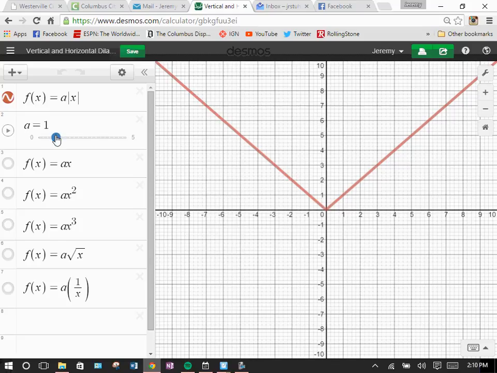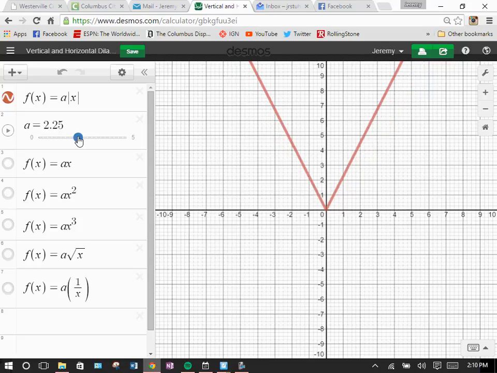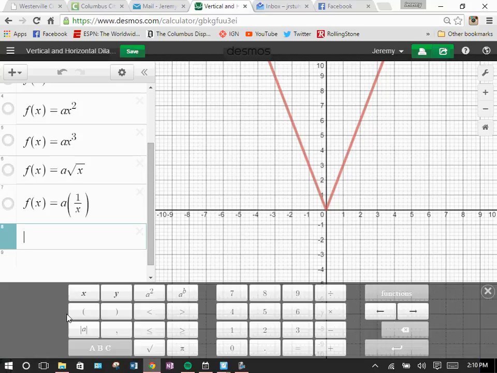All right. So what happens as a gets larger than 1? Okay. Well, so let's think about this. If I were to just graph, let me just do this real quick.